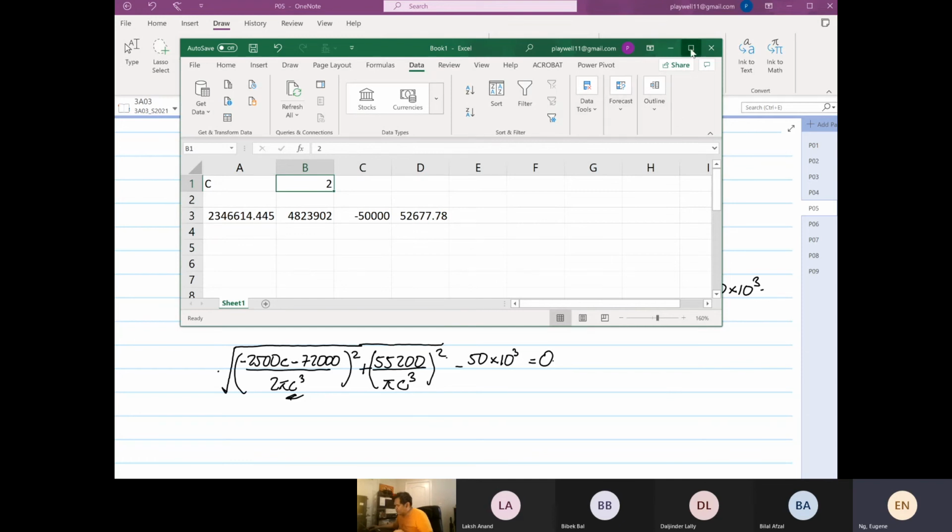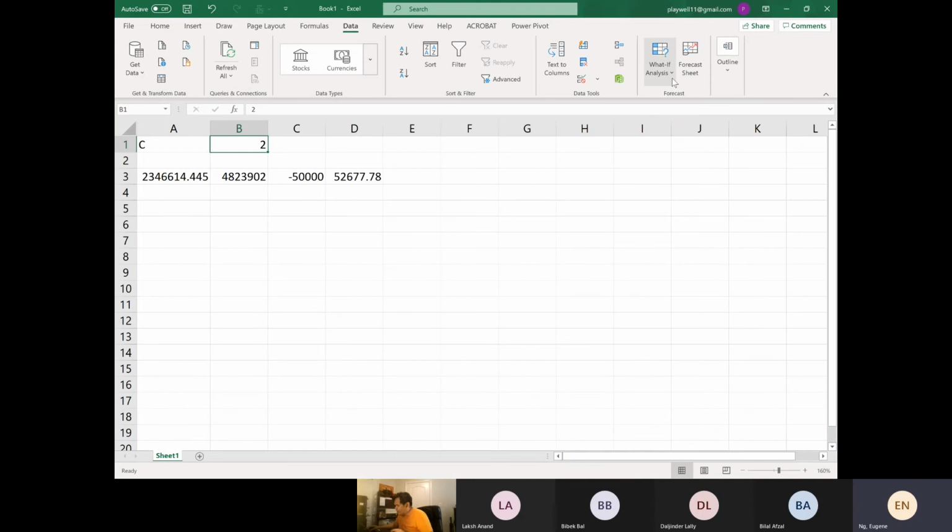Let me expand this view first. Okay, you go for what if. Okay, what if, you can see that. So I click goal seek. Okay, so set cell is the cell that is calculating the final answer, which is the 52677.78. Then the value, you want the value equal to 0, right? The whole value equal to 0, and then by changing the cell over here, and just press OK.